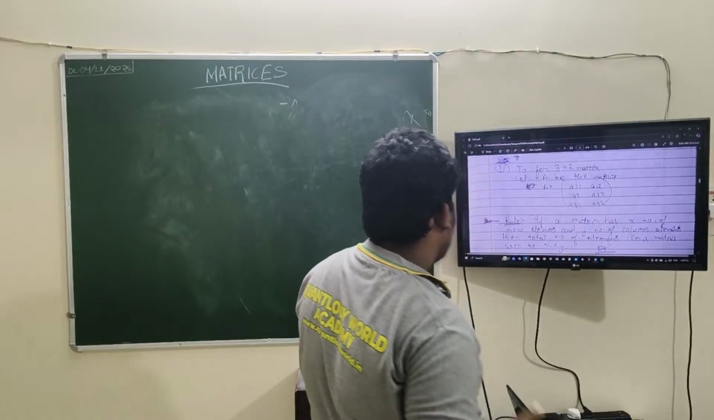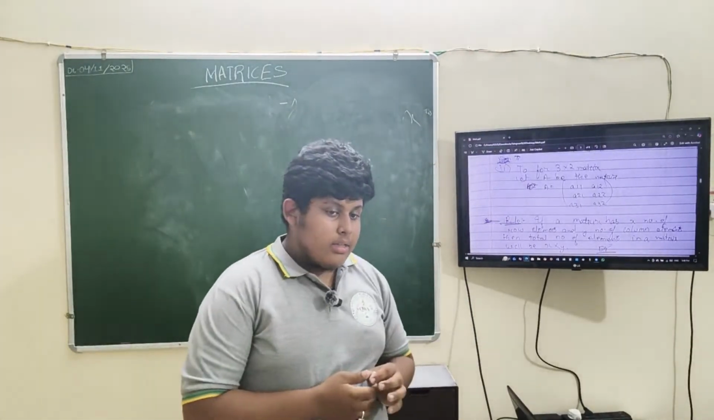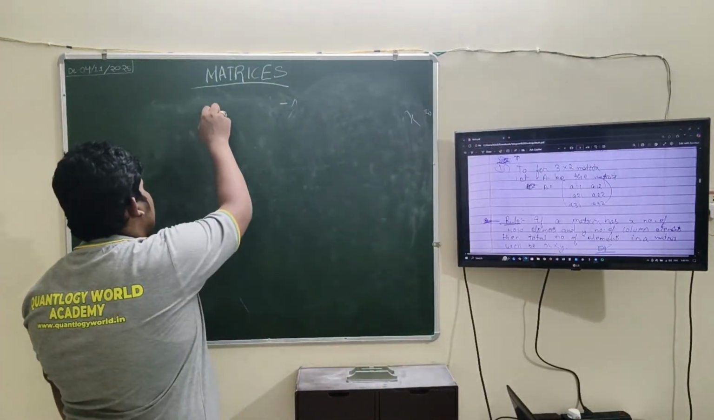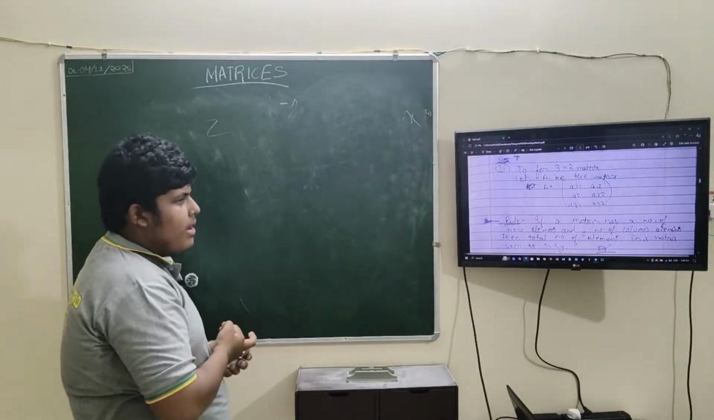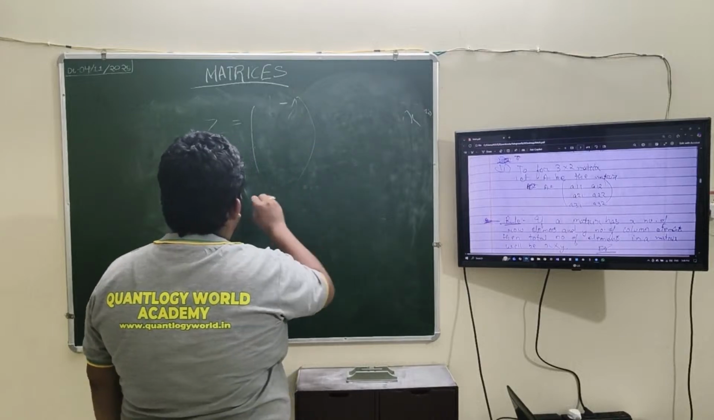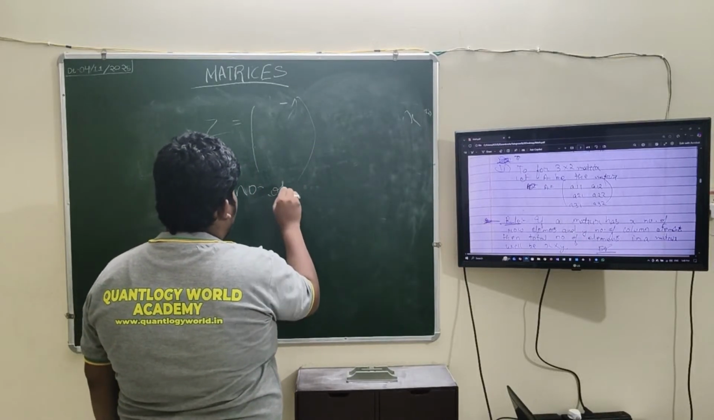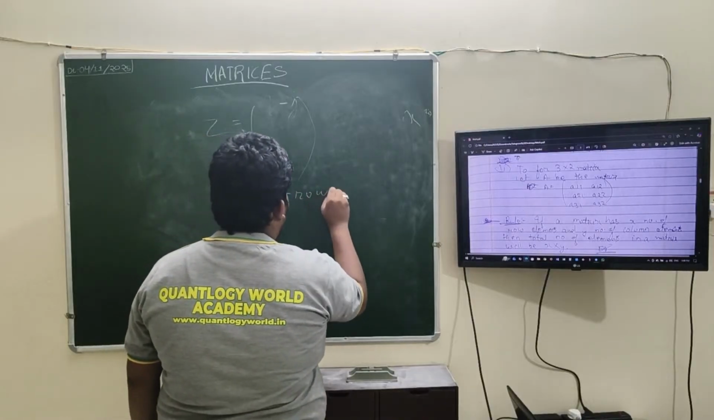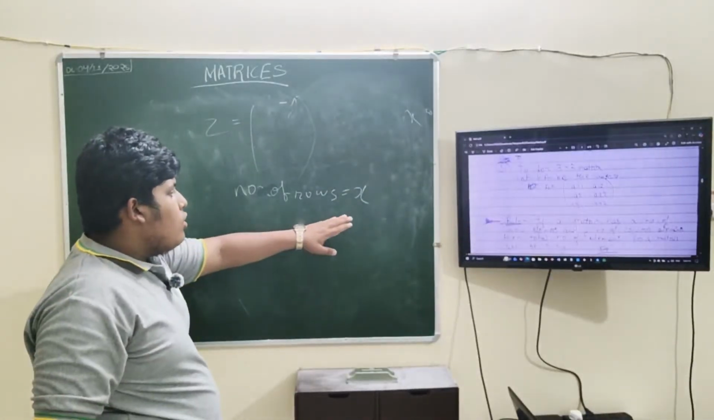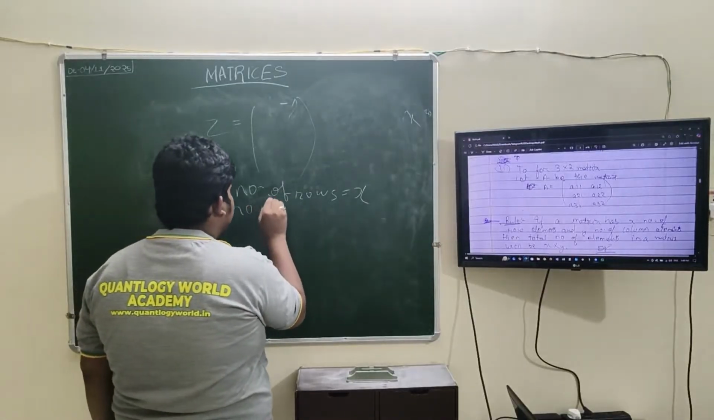Next we'll see a very important rule for matrices. Say there is a matrix given as Z. In the matrix Z we don't know the number of rows, so we'll take the number of rows as X and the number of columns as Y.